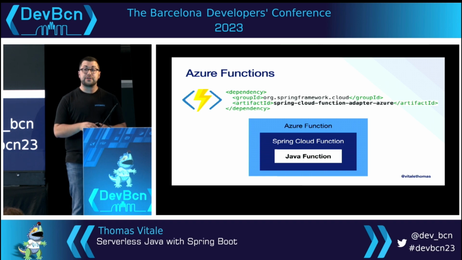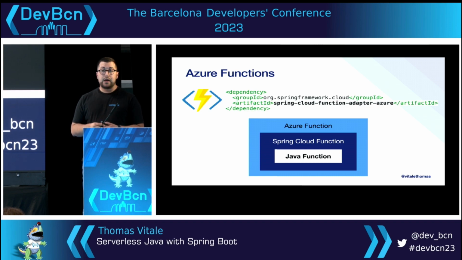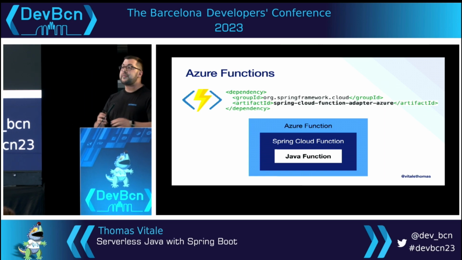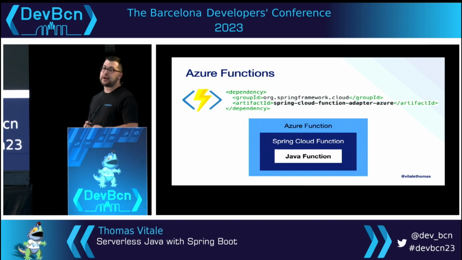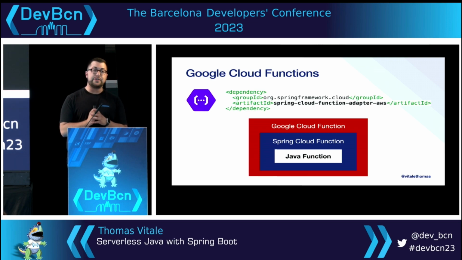And that works the same for other platforms. So for Azure Functions, I simply replace the AWS Lambda with the Azure Function dependency. Of course, I need to change the configuration, which is specific to Azure Functions, but my business logic remains the same. No changes there. Google Cloud Function, same thing. I swap a dependency, I provide the specific configuration for that platform, and I still protect my function.